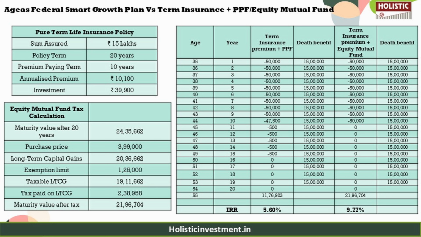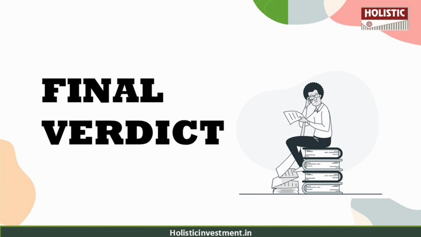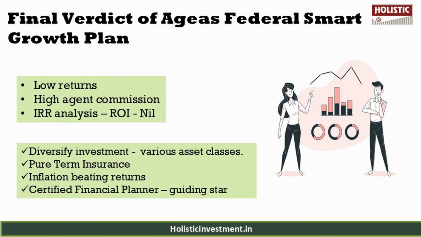Overall, this alternative strategy, combining a pure term life insurance policy with targeted investments, often performs better, with transparency, higher post-tax returns, and superior risk-adjusted performance, aspects that the Ageas policy fails to deliver. So what is the final verdict then? Is investing in the Ageas Federal Smart Growth Plan worth it or not?